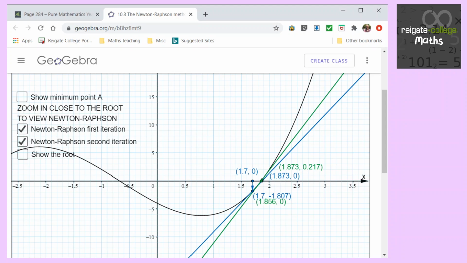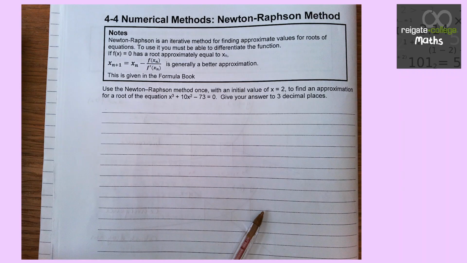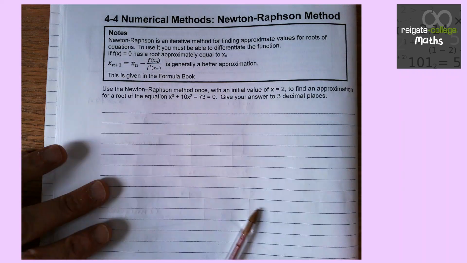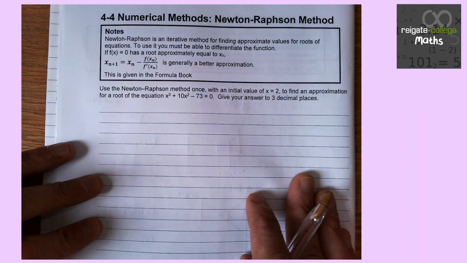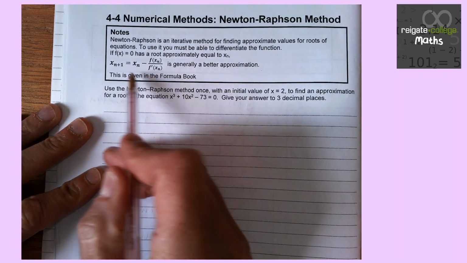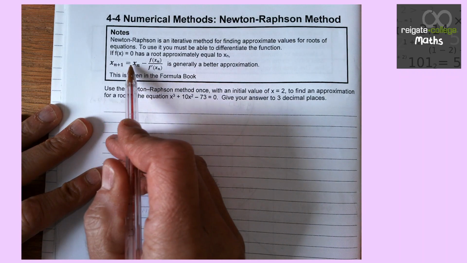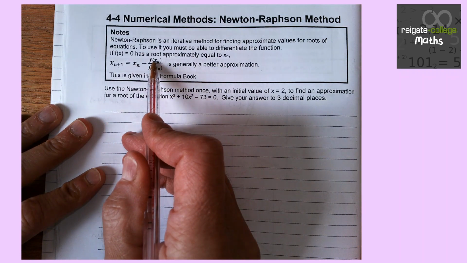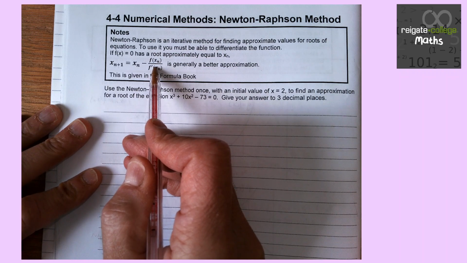So let's go back to the examples in the course workbook. It is useful to see where that formula comes from, but generally you're going to need to use this formula. So the formula is xn plus 1 is equal to xn minus f of xn over f dashed of xn.